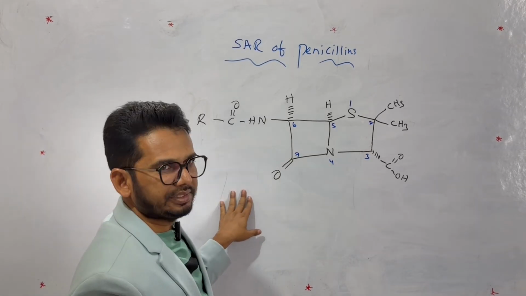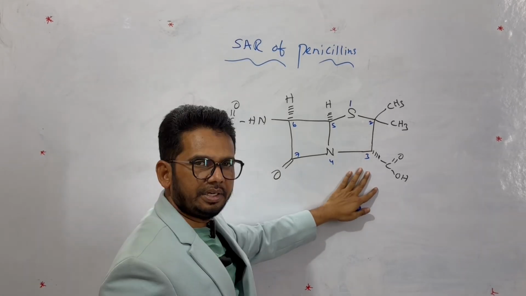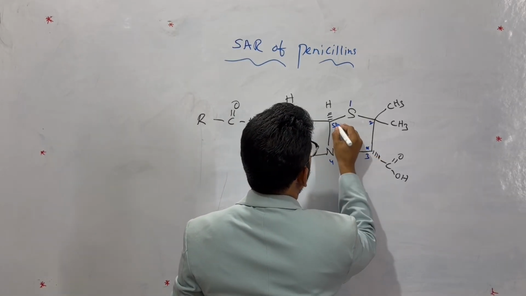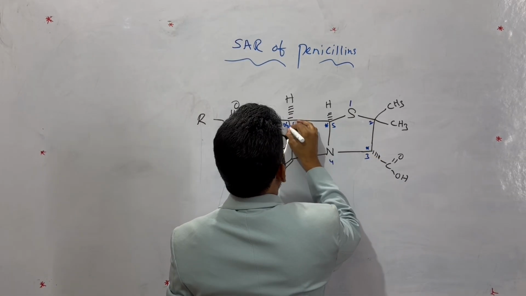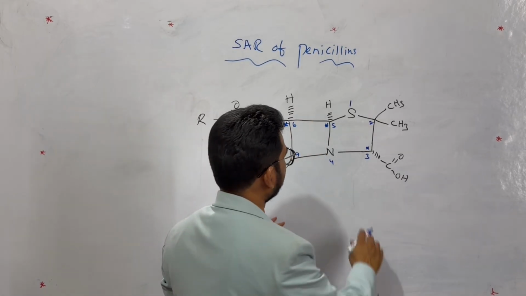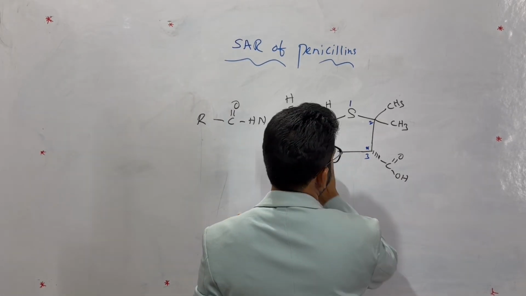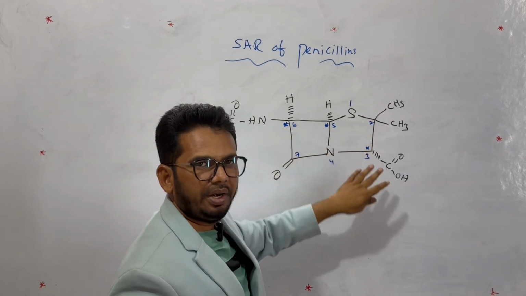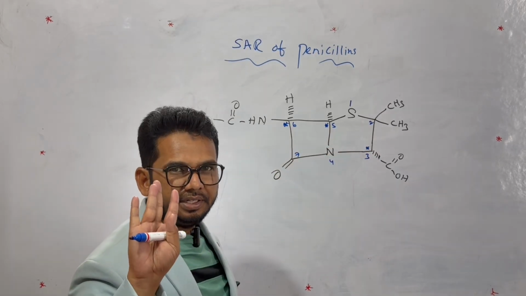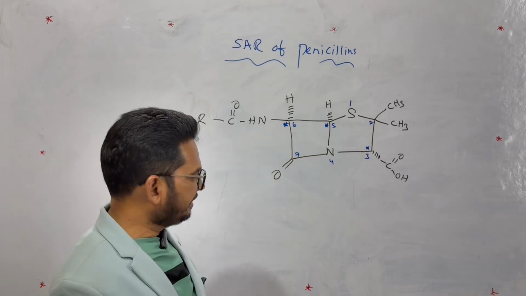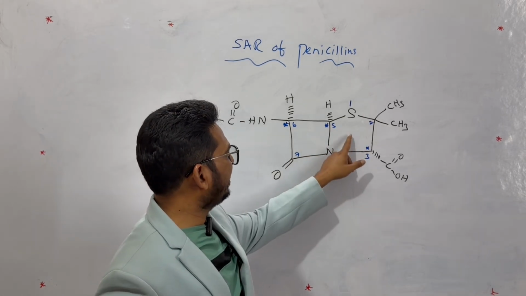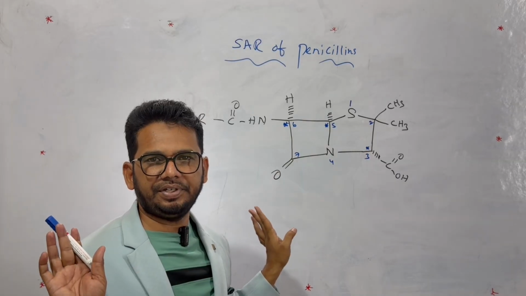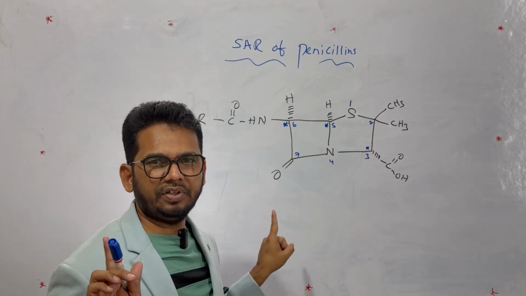Already I told in the stereochemistry, there are three stereogenic centers: third position, fifth position, sixth position. Remember that. These stereogenic centers are very important. How many should be there? Three should be there. If these three stereogenic centers are not there, it is of no use. It won't have any activity. Remember that. That is the first rule.